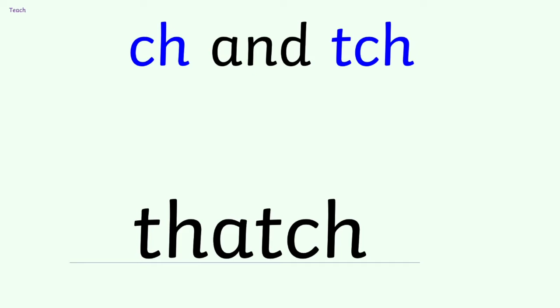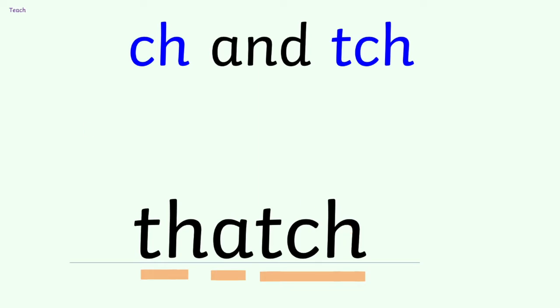So here we have the ch sound, and it can be spelt normally with the CH, and sometimes, especially on the ends of words, it's spelt with a T and then a CH. So have a look at this word. This is the word thatch. And if you think about the sounds, there are only three sounds here. We've got th, a, ch, thatch. But instead of spelling the final ch sound with a CH, we've added a T as well, TCH.